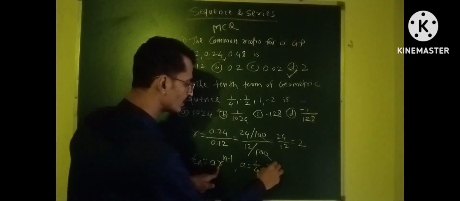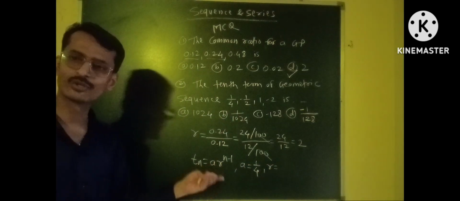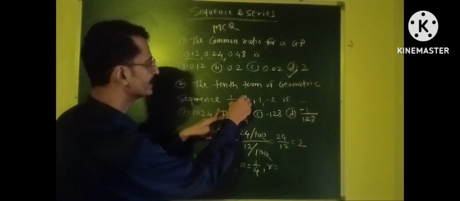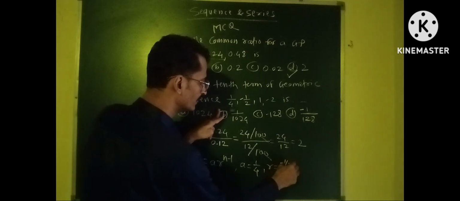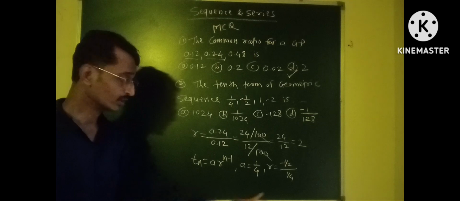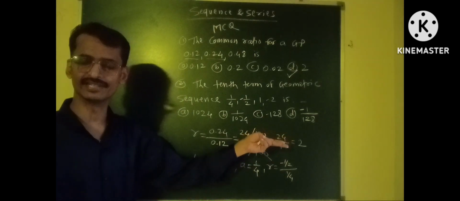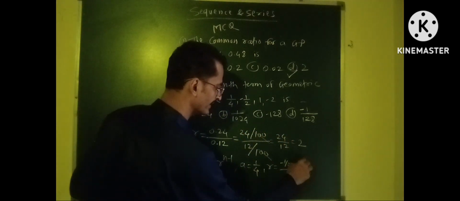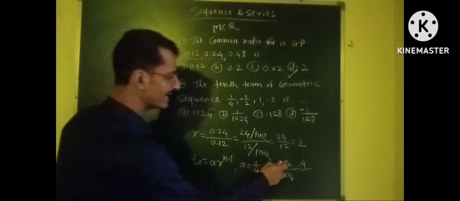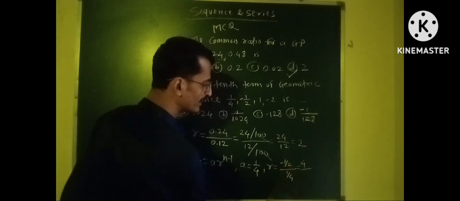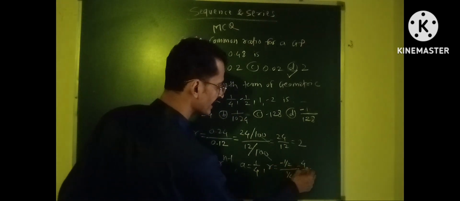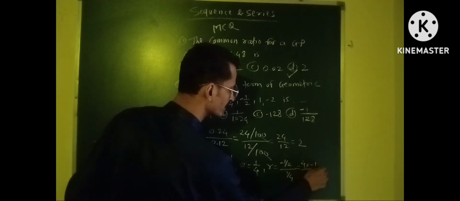Now we want a ratio R. So for ratio again divide second term by first term. So here second term is minus 1 by 2. First term is 1 by 4. So this 1 by 4 write in numerator. This will become 4 by 1. So that is 4. 4 by 1 means 4. Minus 1 by 2. Now how we can write 1 by 2? 1 by 2 we can write here as minus 1 upon 2.